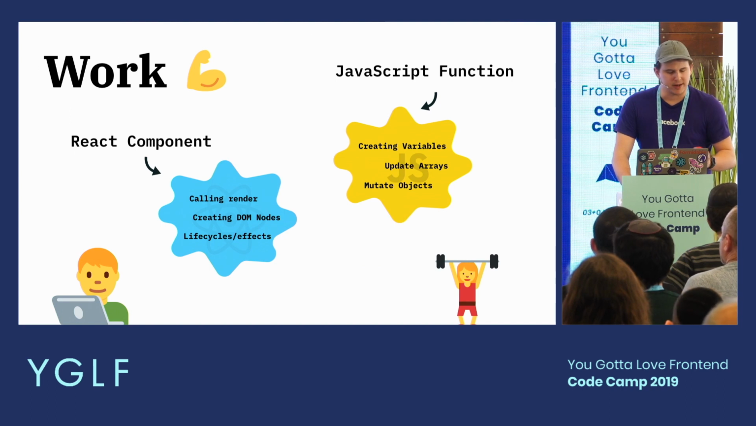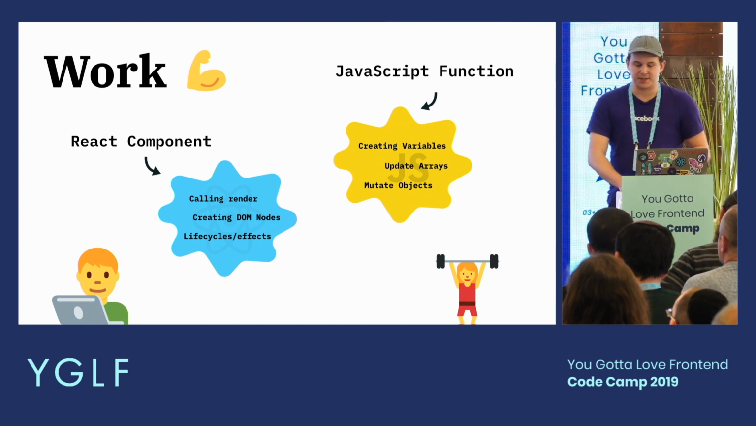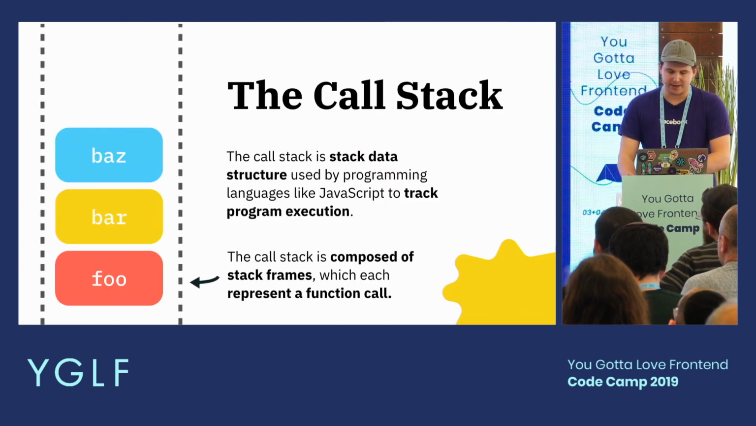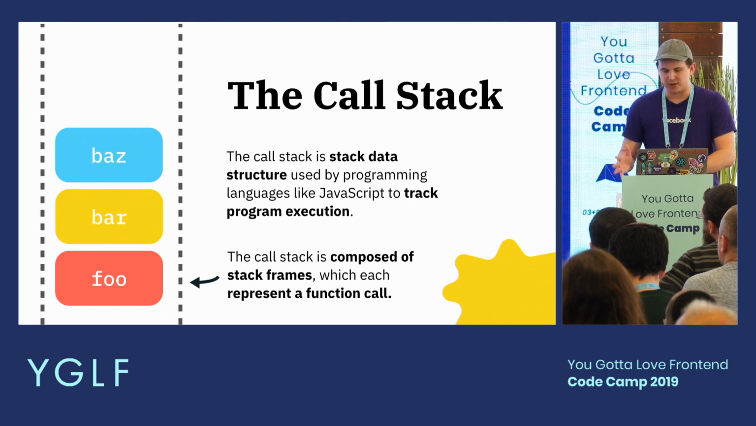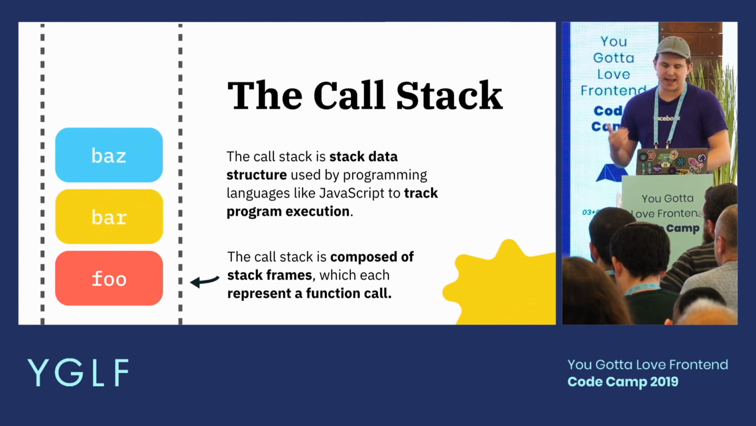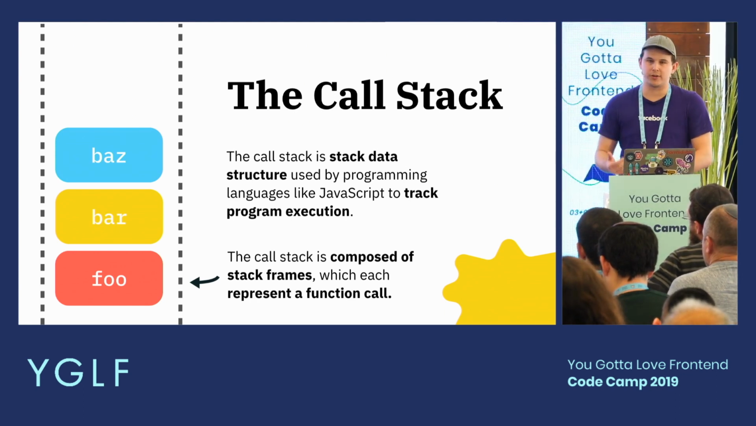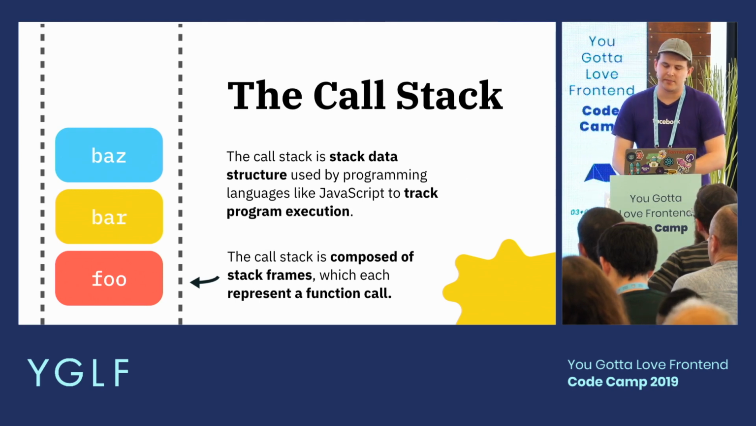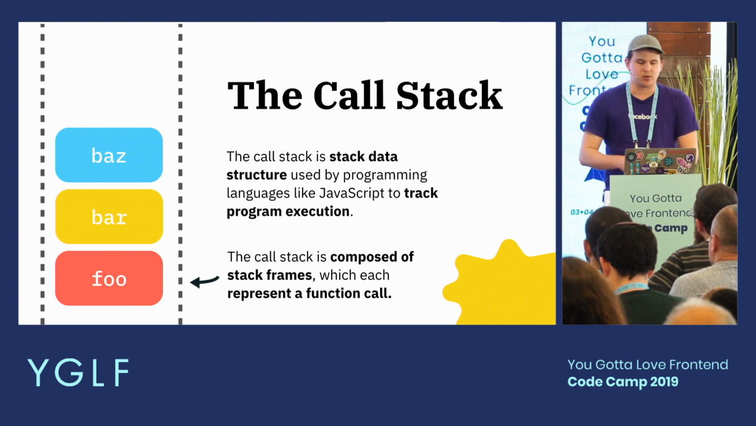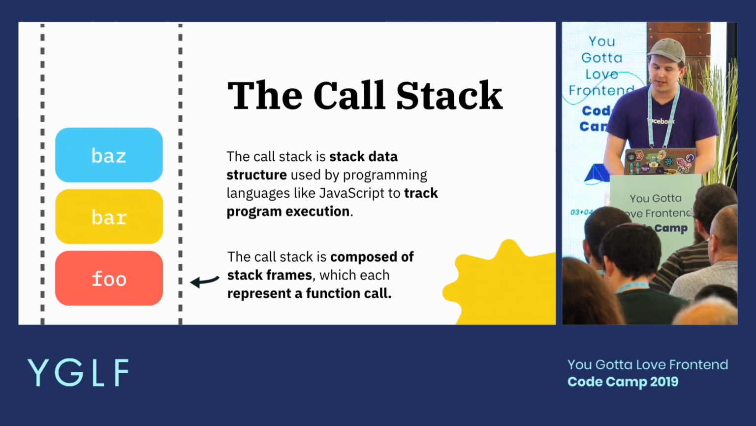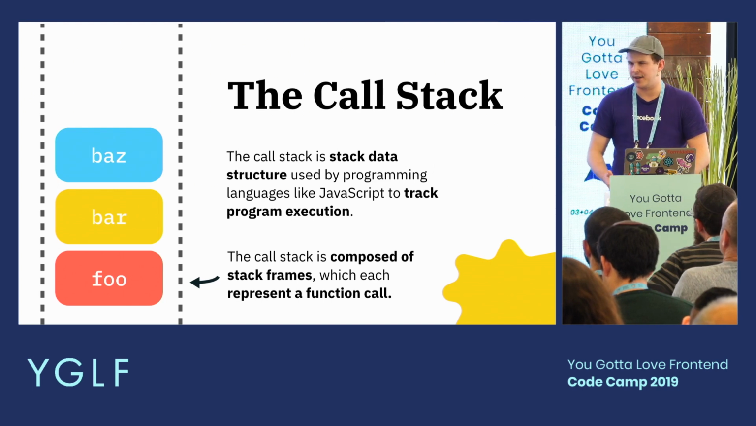And how does JavaScript manage this work? How does it keep track of what it needs to do? Like most programming languages, JavaScript uses something called a call stack. And the call stack is this stack data structure, like a stack of plates, and it's used to track what function is being executed at any given time. So when a function is called, it creates what's called a stack frame, which you can think of as an internal object in the runtime that represents that particular function call. And the stack frame usually stores information like the parameters that the function was called with, some local variables that were maybe declared inside the function, and other metadata about the function itself.